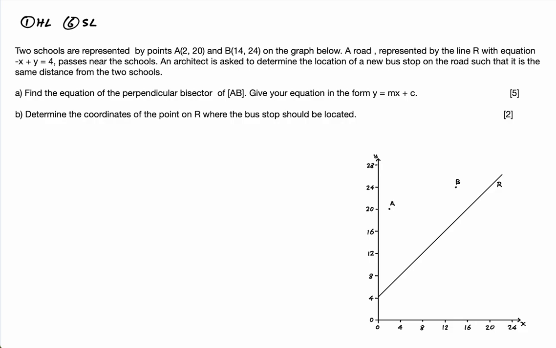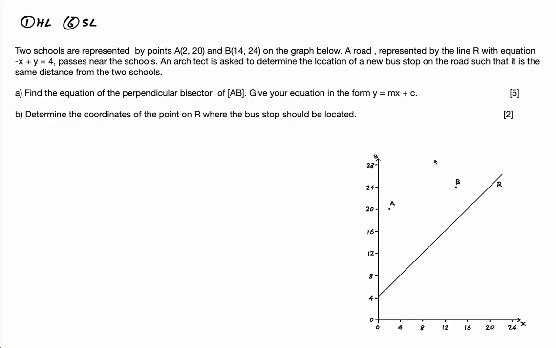Okay, so first question for HL. We are on question 6 for SL. Two schools are represented by these points, A and B, (2, 20) and (14, 24). A road represented by this equation passes near the school. So this is a road, these are schools.